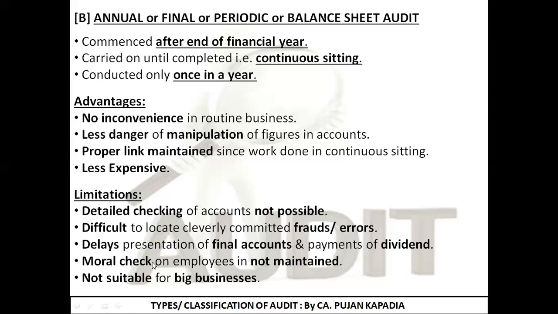Fourth is moral check on employees is not maintained. Employees very well know the auditor is going to come only once. As a result, they do their work lazily, they may do their work carelessly. They won't focus for the initial 9 months, 10 months, and they will focus on the last 2 months, because they know the auditor is going to come after 31st March. So they will do their work and do all the adjustments at the end, so that their inefficiency may not be revealed to the auditor.